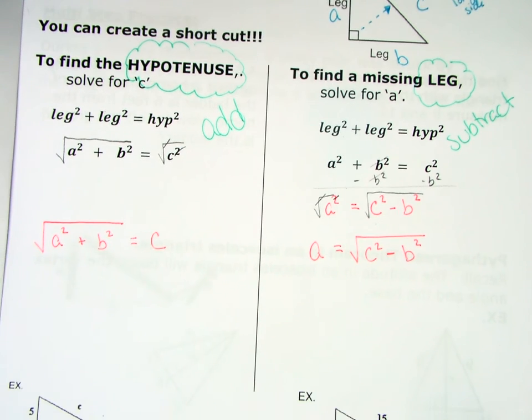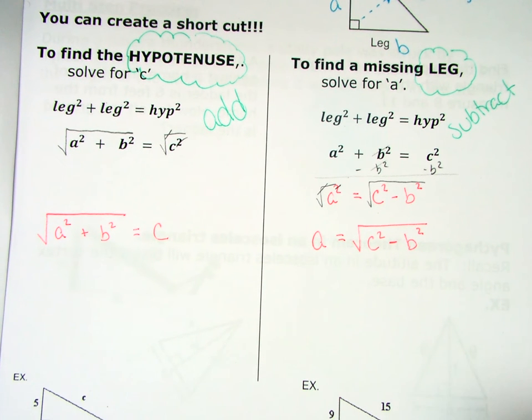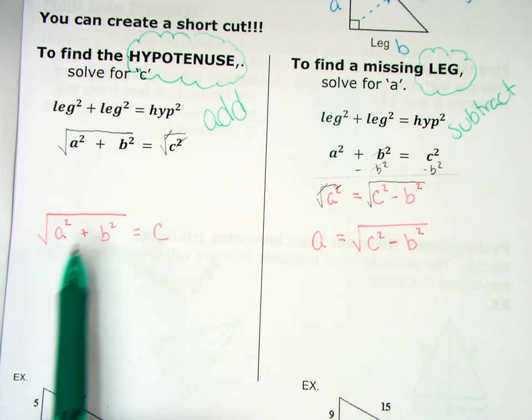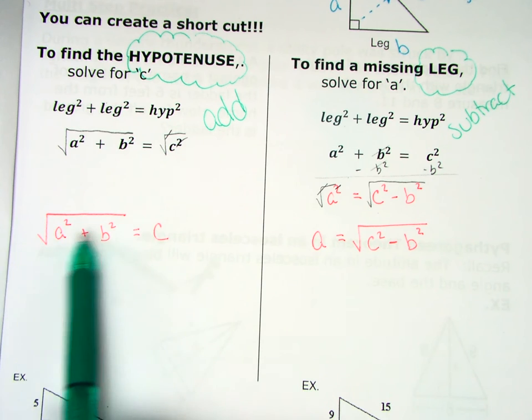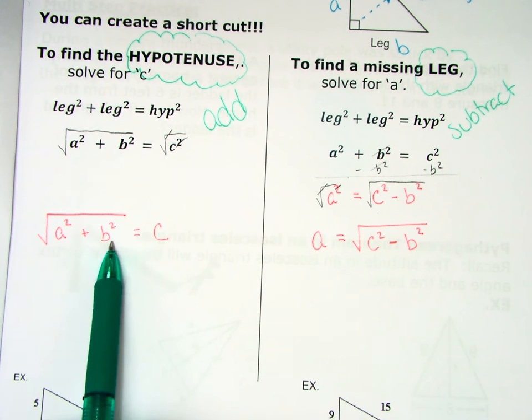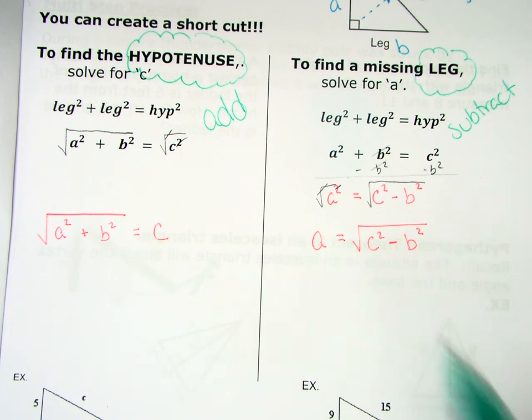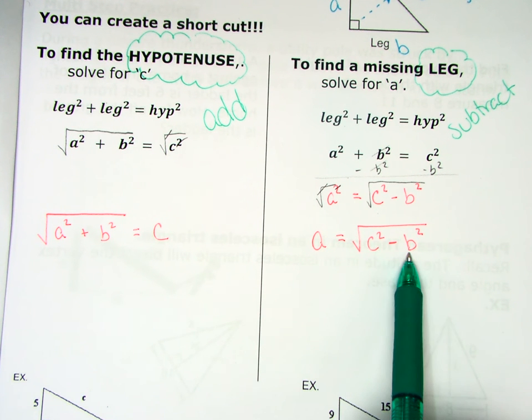Okay? Now, something important to remember is the order that we put these in. This says a squared plus b squared. Now they're legs, and the legs are interchangeable. So it's not going to matter what order you put these in over here. But over here, when we say c squared minus b squared, the c and the b numbers are not interchangeable, right? Because the c is the hypotenuse. That has to go in first. Your other leg has to go in second.